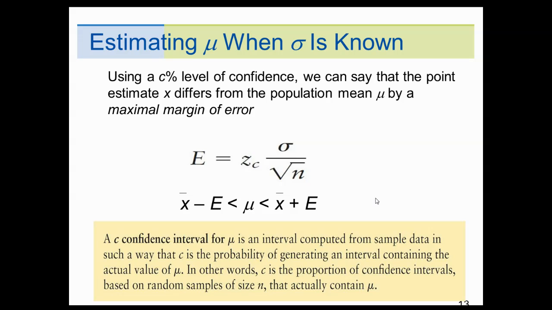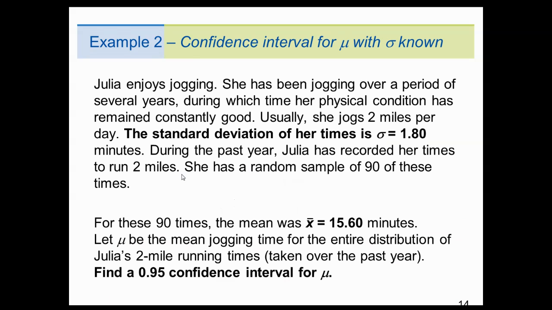It's going to calculate everything you need to do, but I still need to show you how it's done pencil and paper. Julia enjoys jogging. She's been jogging over a period of several years, during which time her physical condition has remained constantly good. She jogs 2 miles per day. The standard deviation of all her jog times is 1.80. That's the standard deviation of the entire amount of times that Julia's been jogging over 2 years.